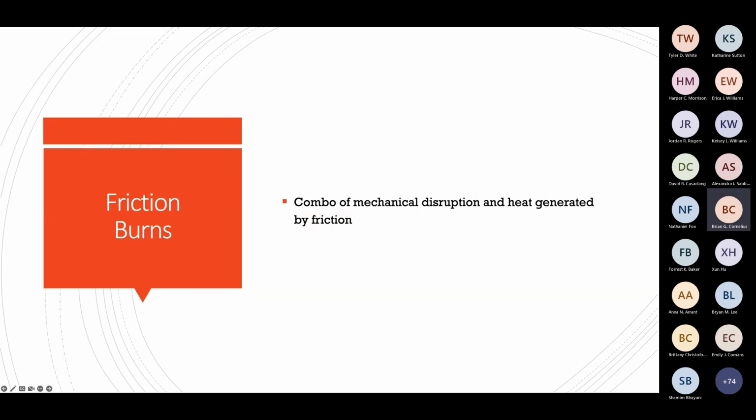Friction burns are a combination of mechanical disruption and heat generated by the friction. So they tend to be a little bit less severe. On one extreme, think about when you were a kid and you would do the Indian rope burns where you grab somebody's arm and twist it around. They had a combination of the heat generated by it and then mechanical disruption as well from just the tissue being torn. But it can go up quite a ways too.